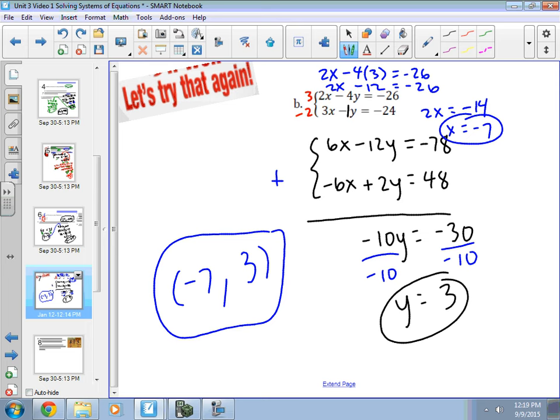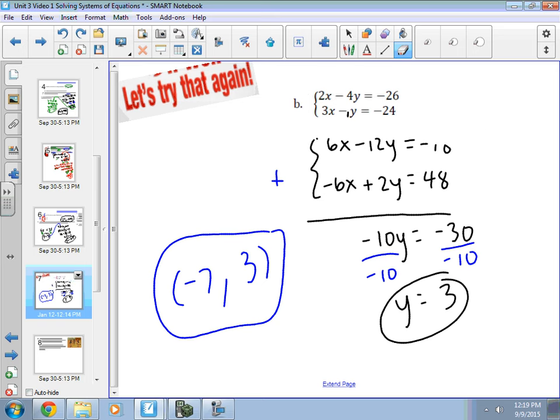We could have also done the same problem using elimination a little bit different had we wanted. Maybe some of you thought of this. Another way you could have made these the same would be to multiply just the bottom one by negative 4. That would have eliminated the y's. That would have been another option for you.